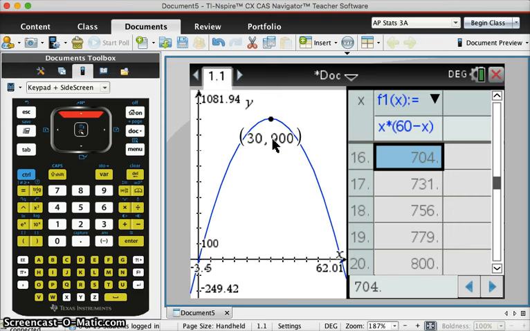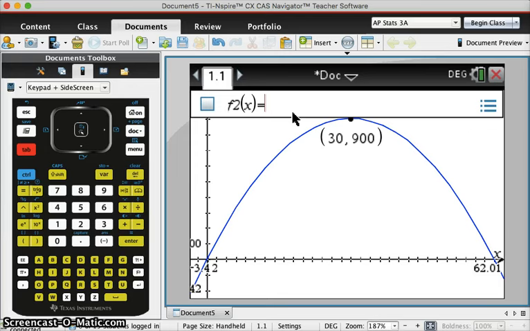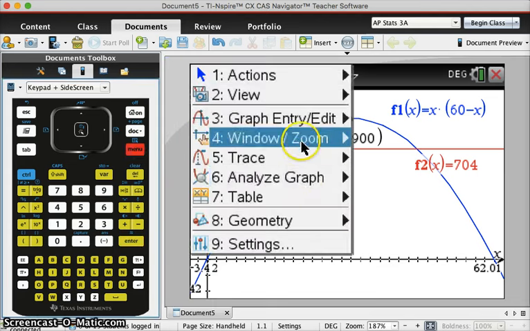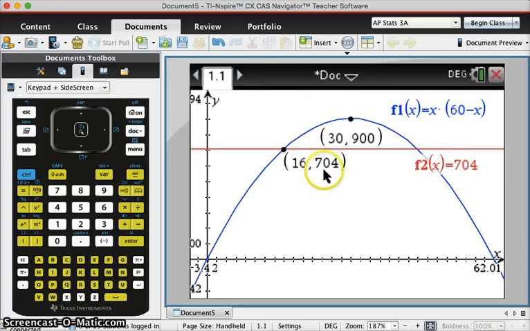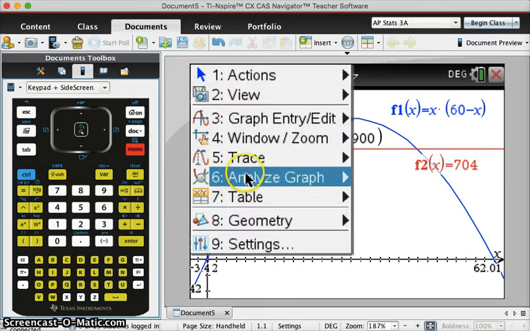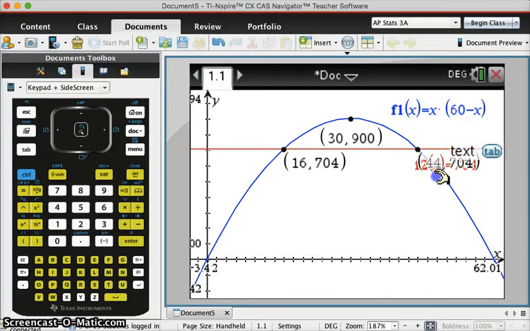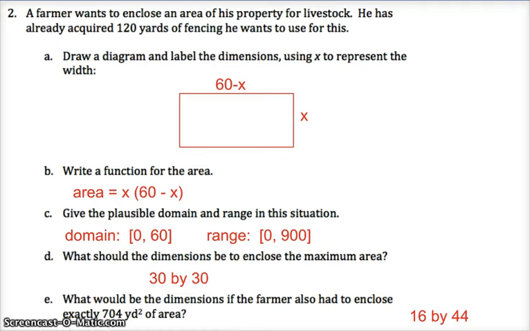If you didn't want to do that in a table, another way you could do that is you could graph a new function, like we did in the last problem. We could graph the horizontal line that is 704, and we could figure out where that crosses the parabola. Just by doing intersection, we could go from here to here. There's the 16. If you weren't sure where the other one was going to be, I'm guessing 44. Yeah, it's going to happen at 44. So there's those two places. Okay. So anyway you slice it, it's going to be 16 by 44.